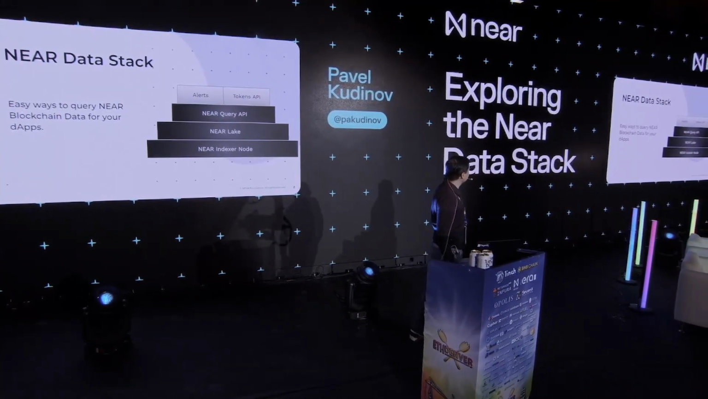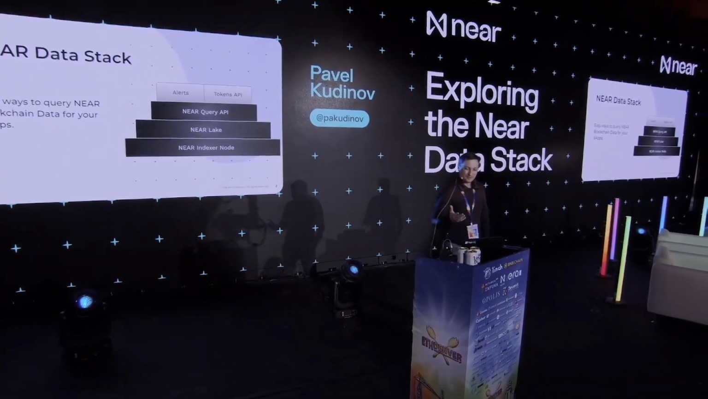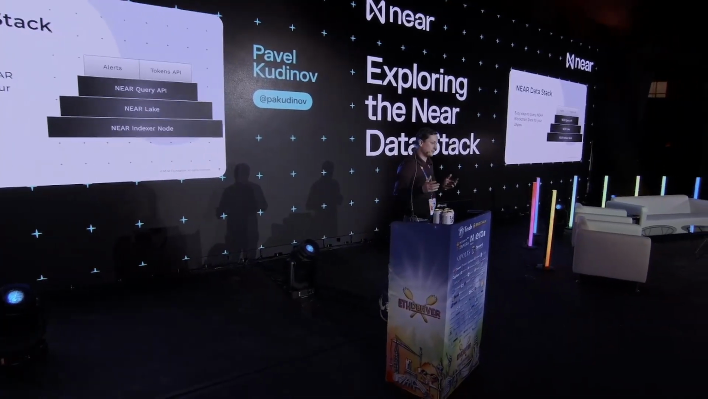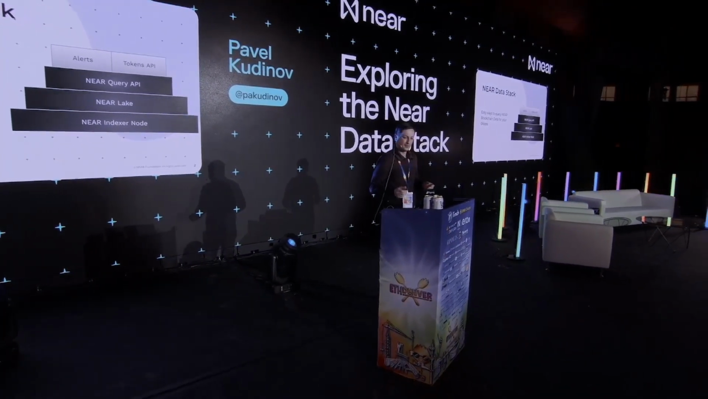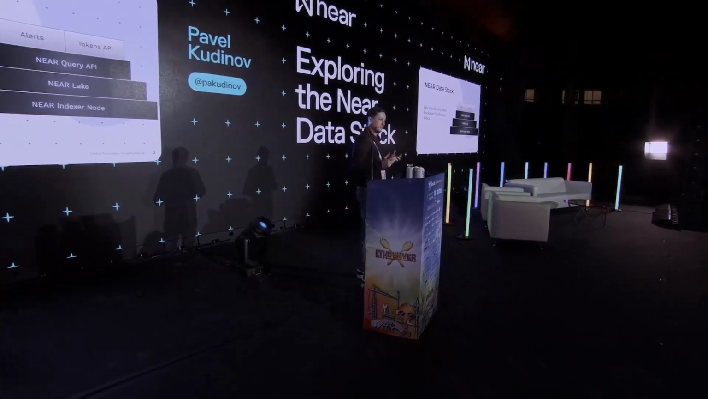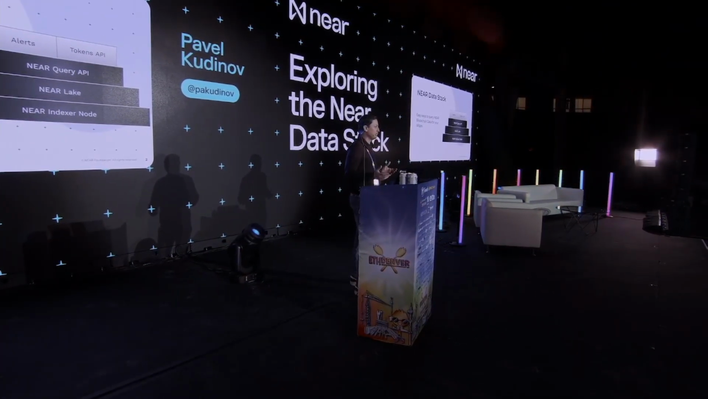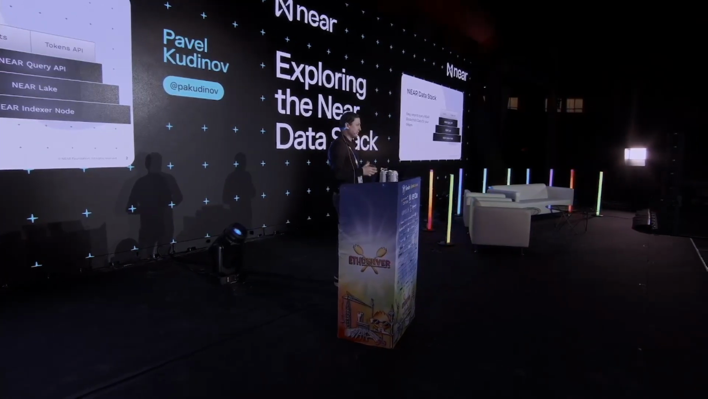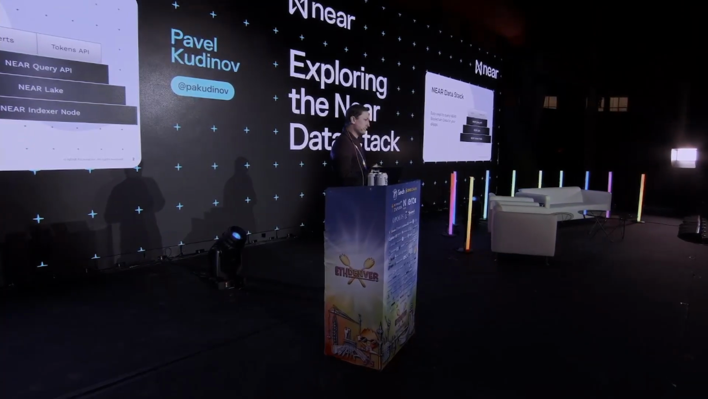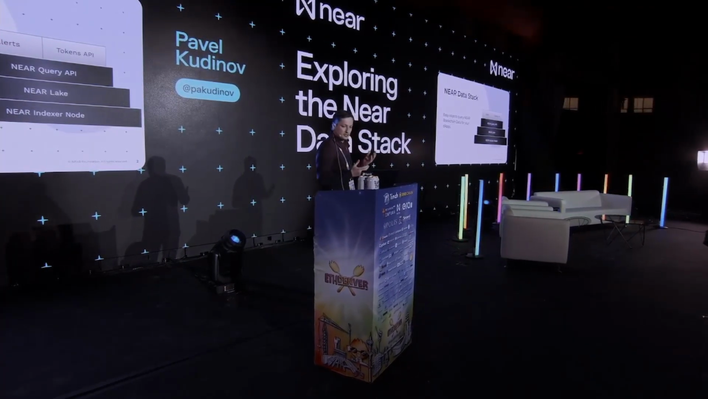All right. So let's talk about Near Data Stack. It's basically a set of tools that allows you to get access to the whole blockchain history and query it. It all started with the modification of the indexer node. It's basically a full blockchain node that you can modify with the Rust code, extract the data from each block as it gets finalized on chain, and store it somewhere. So that was the beginning.